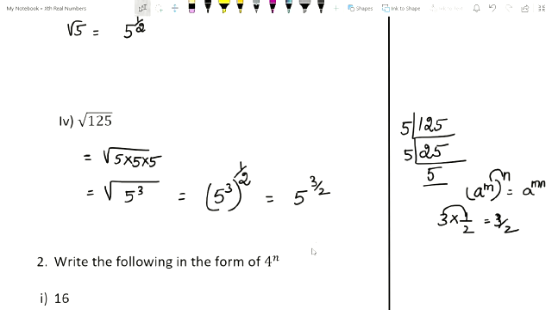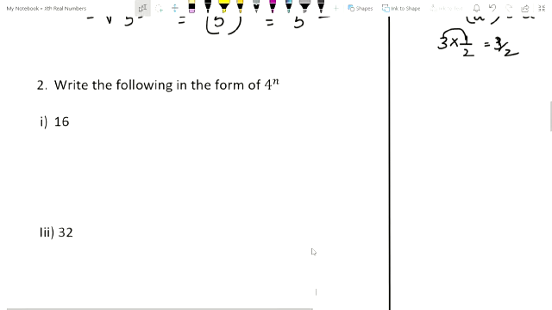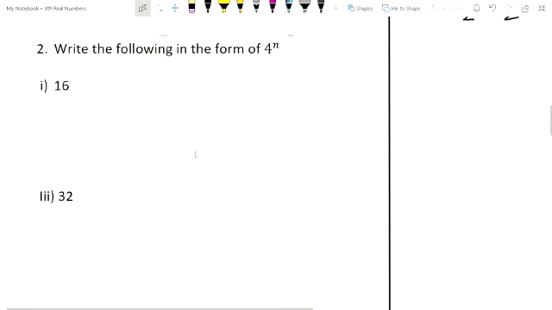See the second Roman. Write the following in the form of 4 power n. In previous questions, we converted to 5 power n. Here, we need to convert into 4 power n. So, we have to divide the given number by 4. How can you write this? You know very well. 16 equal to, how can you split this? 4 4s are 16. In 16 how many 4s are there? We can write it 4 square. So it is in the form of 4 power n.